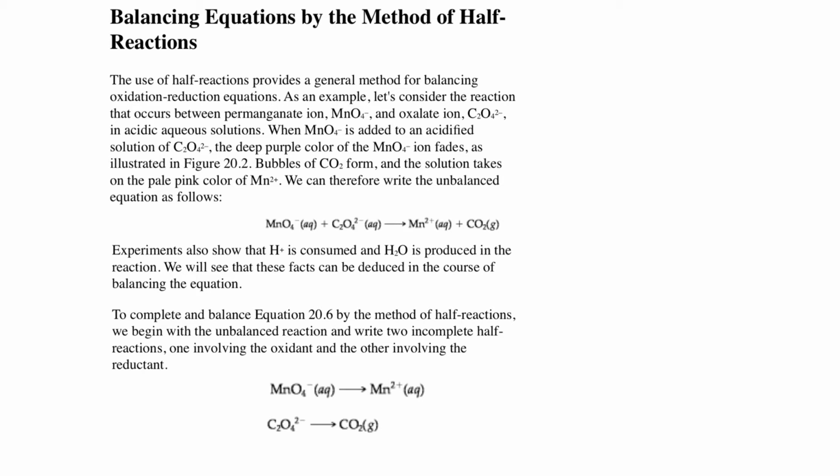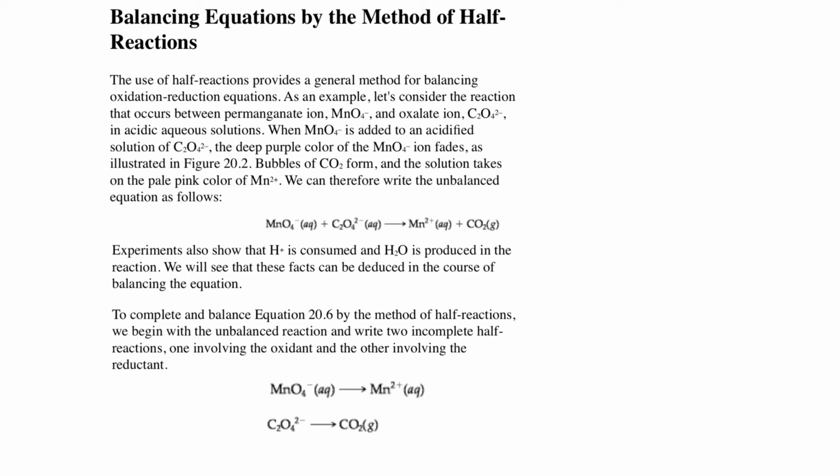Balancing equations by the method of half reactions. The use of half reactions provides a general method for balancing oxidation reduction equations. As an example, let's consider the reaction that occurs between the permanganate ion and the oxalate ion in acidic aqueous solutions. When permanganate is added to an acidified solution of oxalate, the deep purple color of the permanganate ion fades, as illustrated in figure 20.2. Bubbles of carbon dioxide form and the solution takes on the pale pink color of manganese.